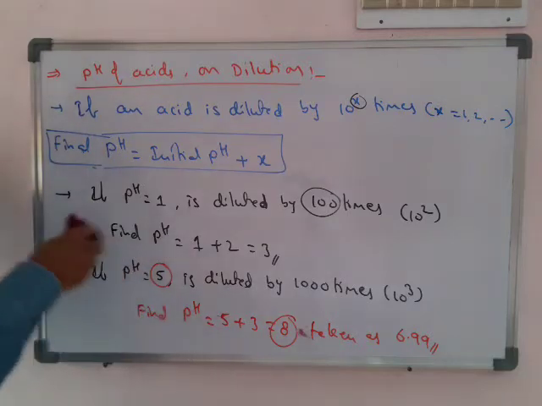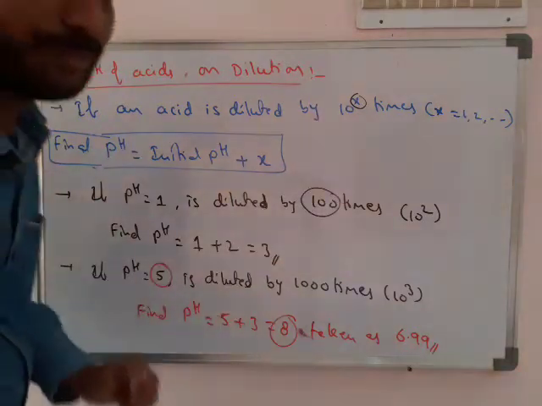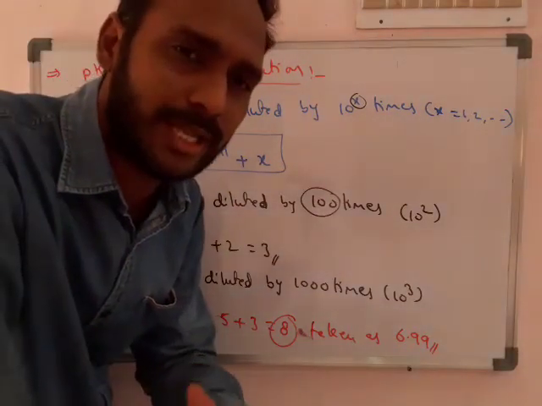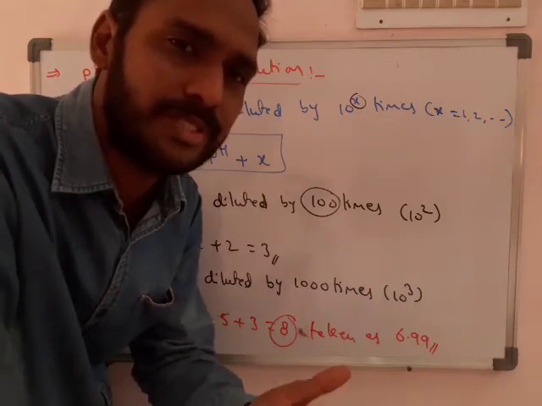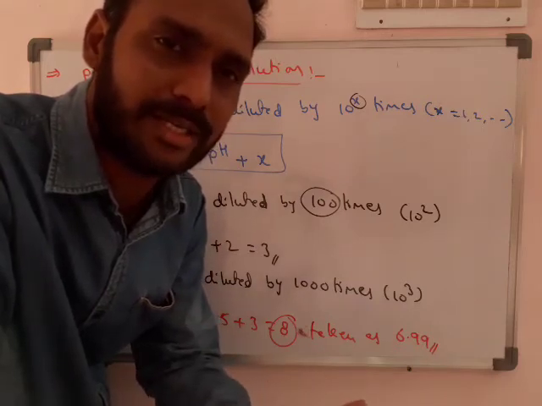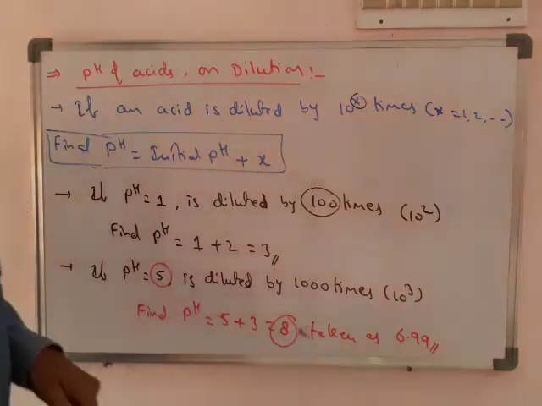Next, this is one type. If an acid is diluted by 10 power x times, it is not the case that the dilution is always given as 10 power x times. Sometimes it is given as added by 500 milliliters, added by 200 milliliters. So at that time we have to use another formula.